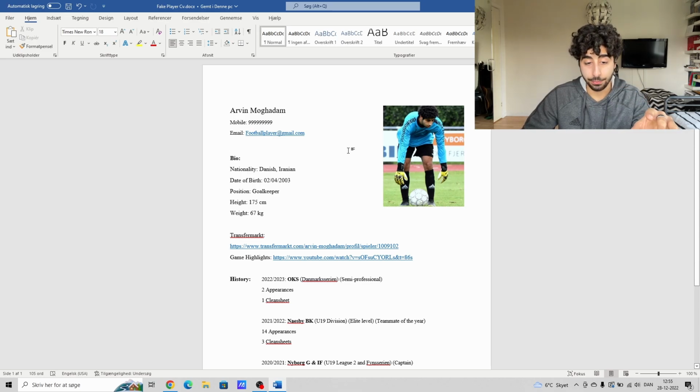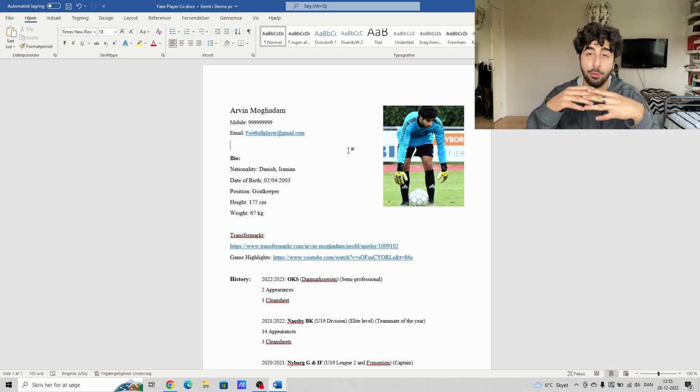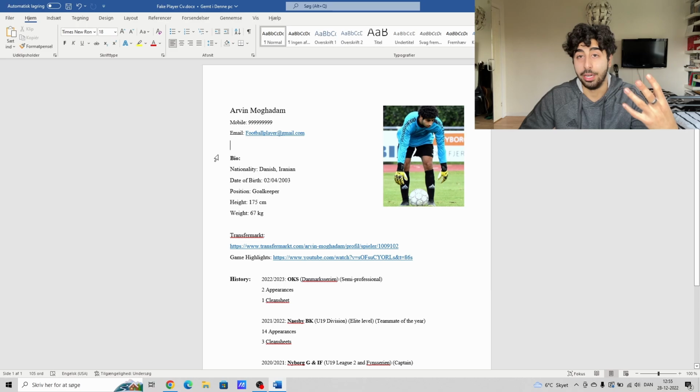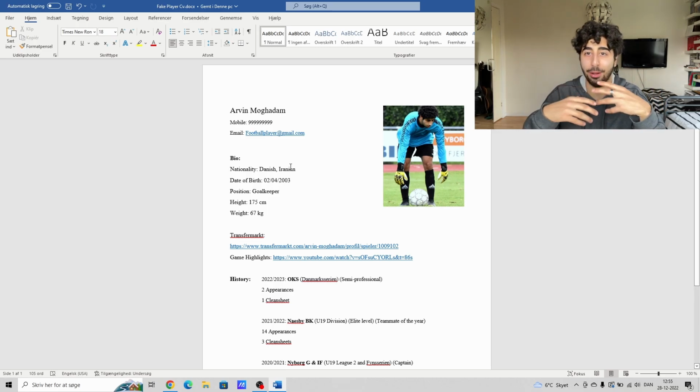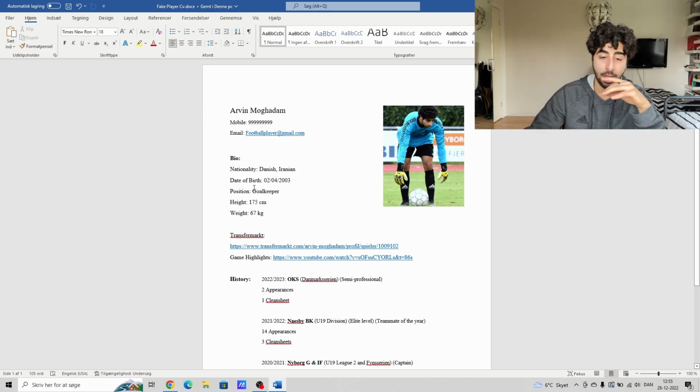In your bio, you have to have your nationality, which again is very important if you want to try to play abroad. I have Danish and Iranian. So you want your date of birth and not your age, because then you have to keep on updating your CV all the time. So your date of birth, and then your position, your height and weight.